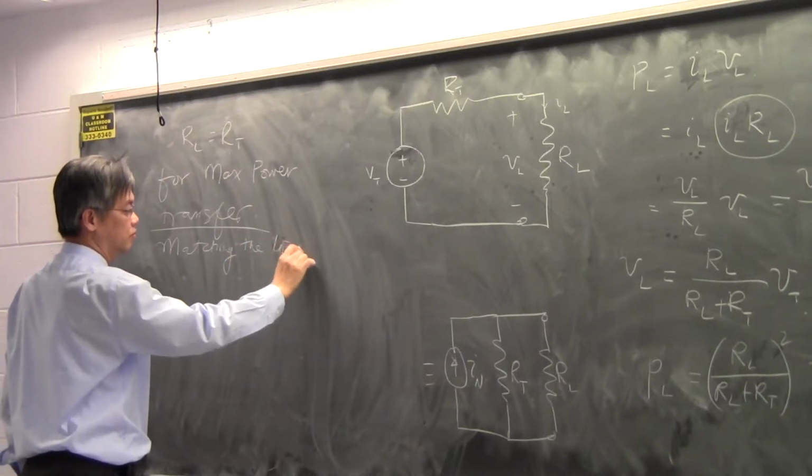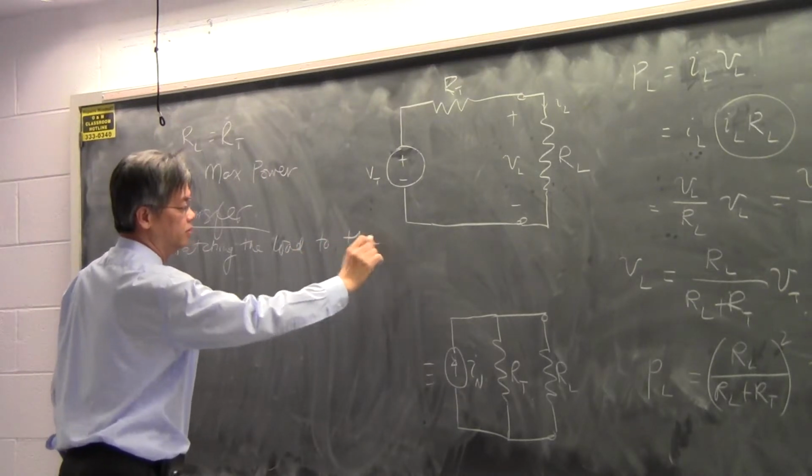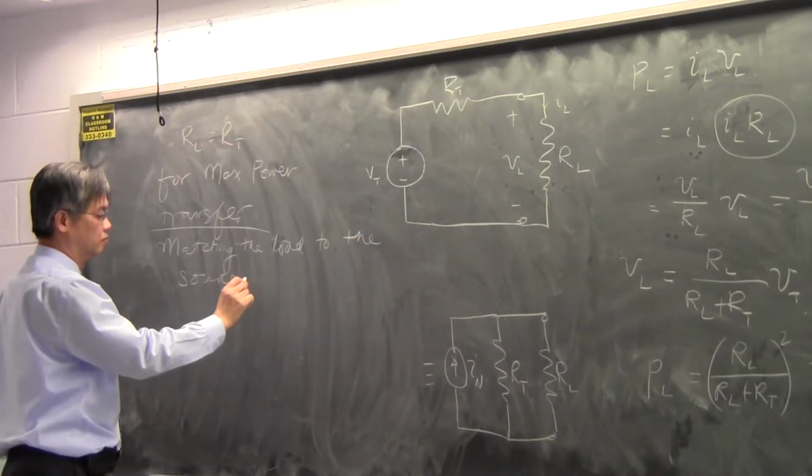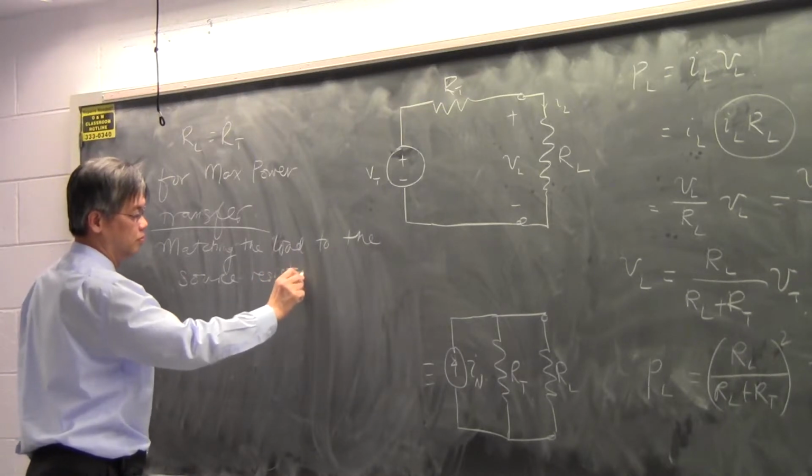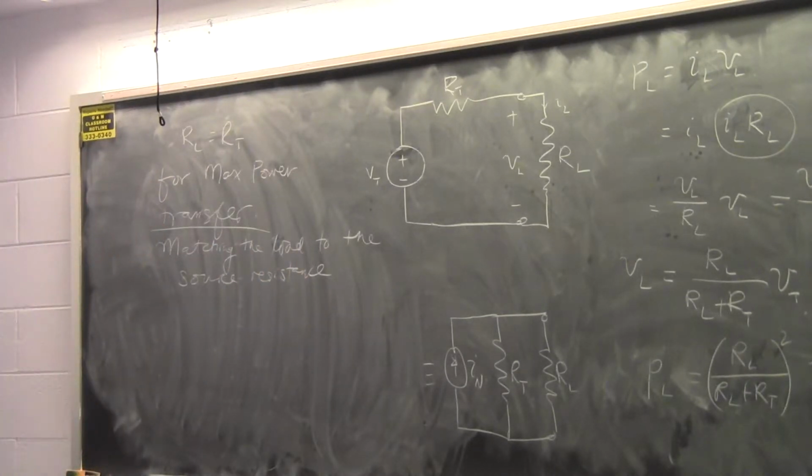Matching the load to the source resistance. You just make the load the same as your source resistance, and you will have maximum power transfer. So this is something that you should learn. You should memorize. Commit this knowledge to your memory. And next time if you want to design something, make sure that you don't put too big a load there, and you don't put too small a load. Find out what the internal resistance of the source is, and then design your external resistance to be equal to the internal resistance.